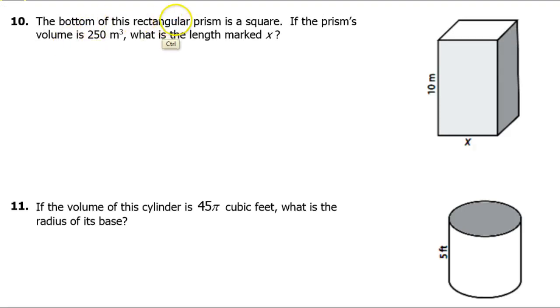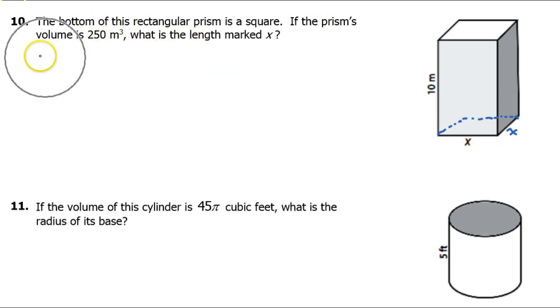Okay, the bottom of this rectangular prism is a square. See if I can draw the background information here a little bit. This is a square, so that means if this is x, then this is also x, because it's a square. If the prism's volume is 250 cubic meters, what is the length of x?